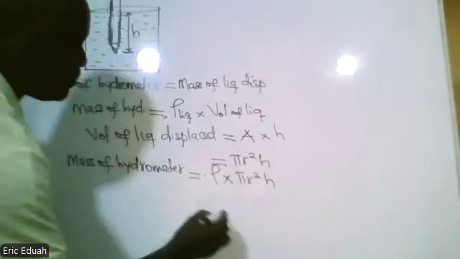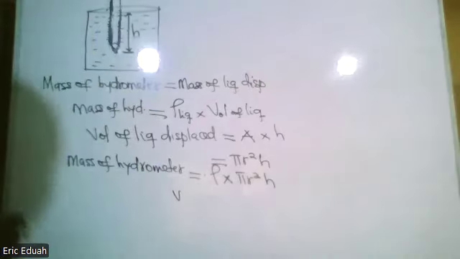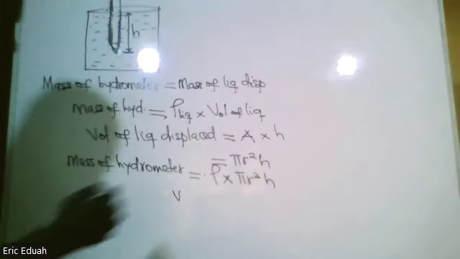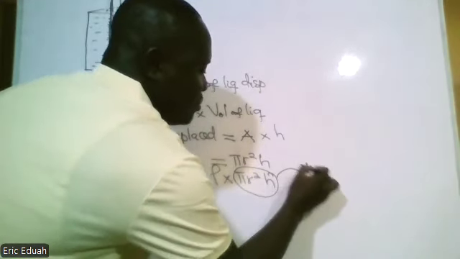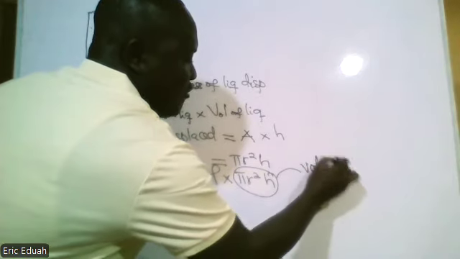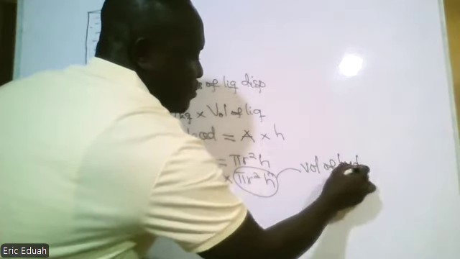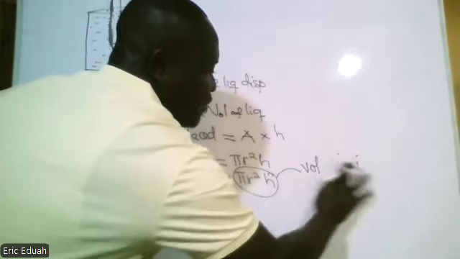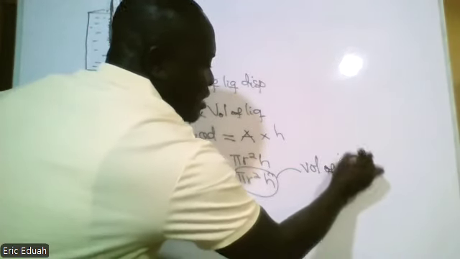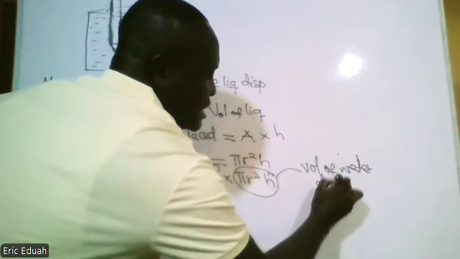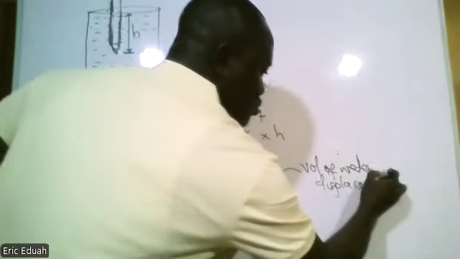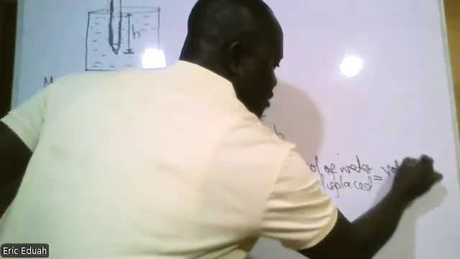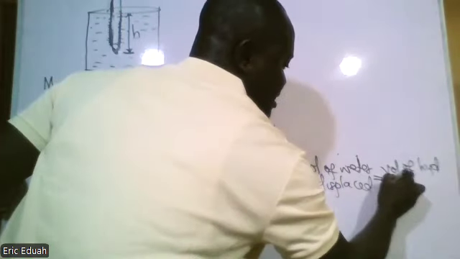So this is actually the volume submerged. And don't forget the volume submerged, which is this. Volume of hydrometer or volume of water displaced, which is also the volume of that part of the hydrometer submerged. This is equal to volume of hydro submerged.